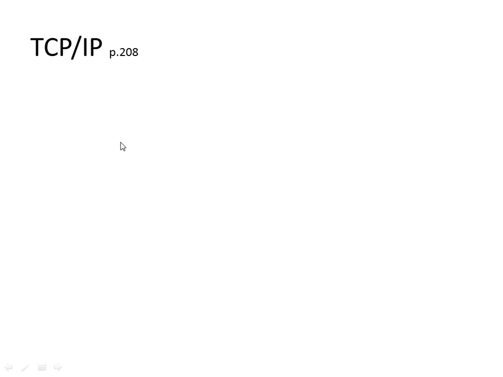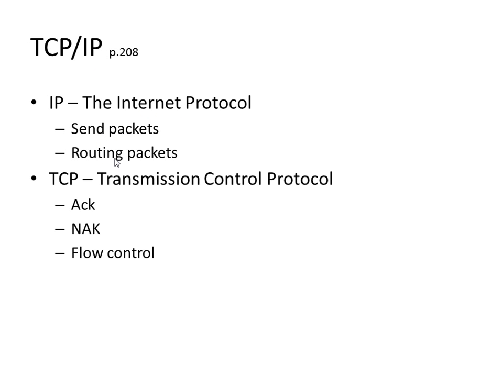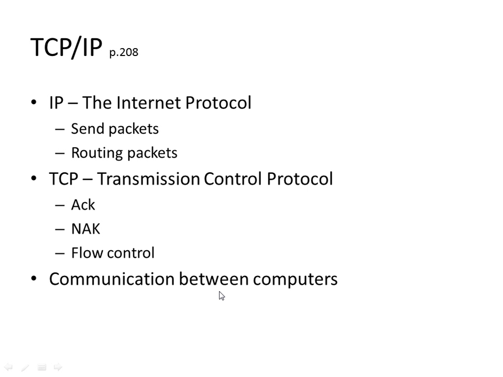We say TCP/IP as if it's one protocol, but it's not. It's two protocols. The TCP/IP protocol is made up of IP, the Internet Protocol, which is used to send packets and to route packets, and it's made up of TCP, the Transmission Control Protocol, which is used to send acknowledgments and send negative acknowledgments and to perform flow control. IP sends the packets and TCP sends acknowledgments, and together TCP/IP provides for communications between computers.